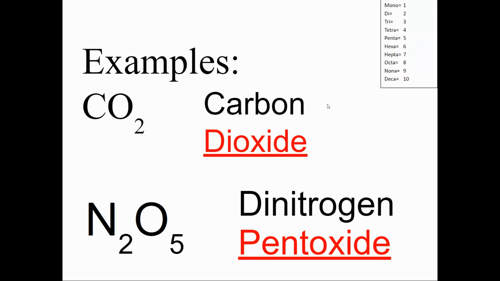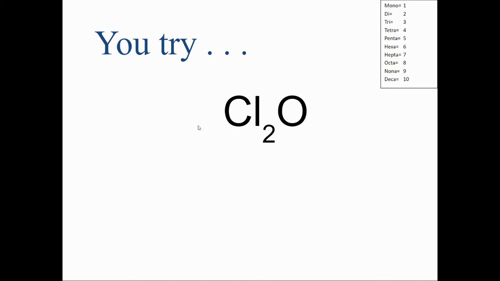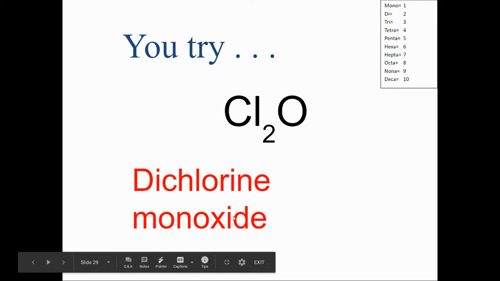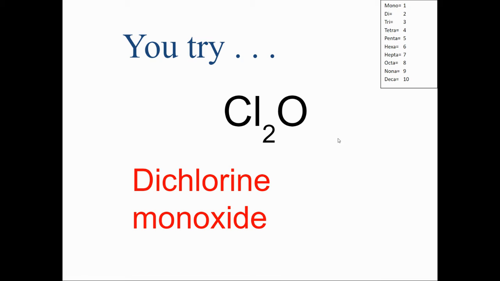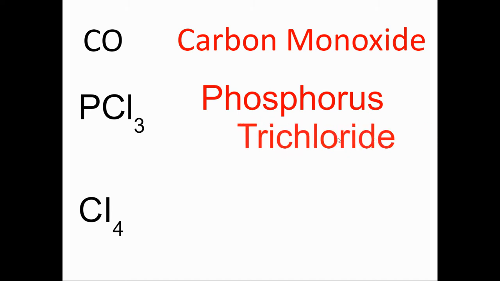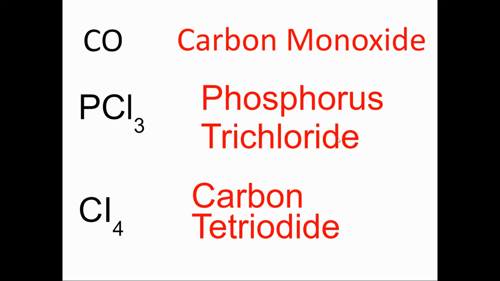So we'll do a lot of practice with this. All right, so Cl2O. If we were naming this, it would be dichlorine monoxide. We use mono for the second atom in the compound because we're naming the prefix of it. It's not dichlorine oxide, it's dichlorine, di meaning 2, monoxide. All right, carbon monoxide, phosphorus trichloride, and carbon tetraiodide. There's a couple of examples. So again, if you want to pause and write these down, feel free.